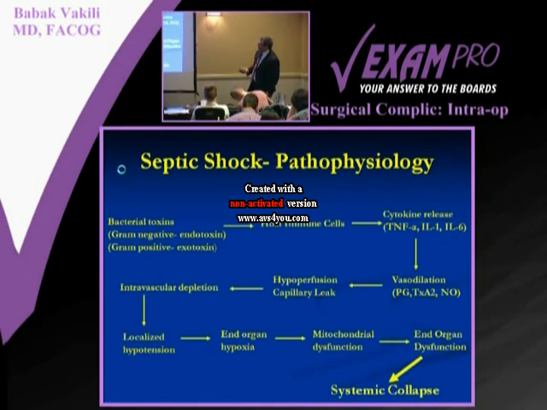Long, busy slide, but here's how septic shock works. First, you get bacterial toxins. This sometimes gets asked: what causes shock? And they'll say gram-negative endotoxin, gram-positive endotoxin, gram-positive exotoxin, and give you a very complicated thing. Gram-negatives, endotoxin. Almost all of us know this, and we've encountered this at some point in time.